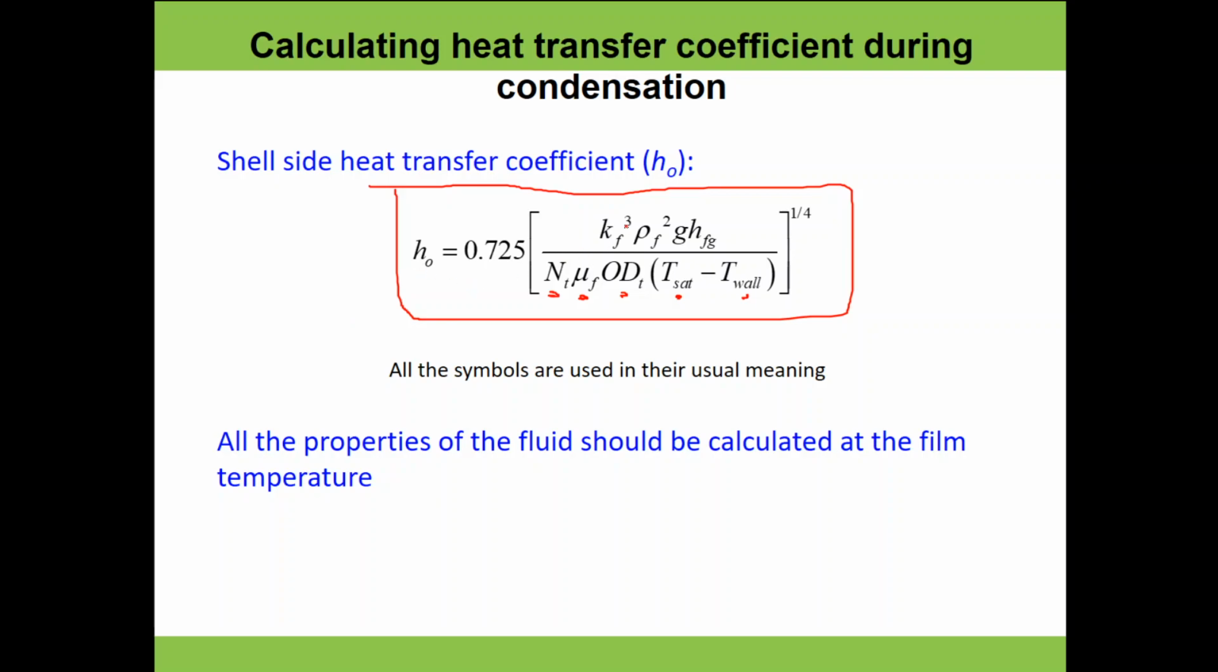As for the properties of the liquid film, like the conductivity, density, and viscosity of the film, all the properties of the liquid should be taken at the film temperature. So calculating the film temperature is important in this case. Once we know the film temperature, and it's a liquid film, we can go to the water table and find the properties at that temperature.